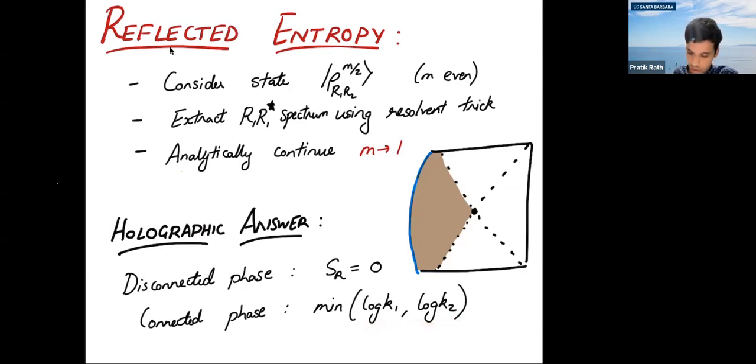A way to think about this is log K1 is just the entropy of the A system, and log K2 is just the entropy of the R2 system. And what we're doing is basically cutting the state at either R1 or R2. This is analogous to the entanglement wedge cross section. And I'm sorry, I should have said it's twice of this, because the answer for the reflected entropy is twice the entanglement wedge cross section.